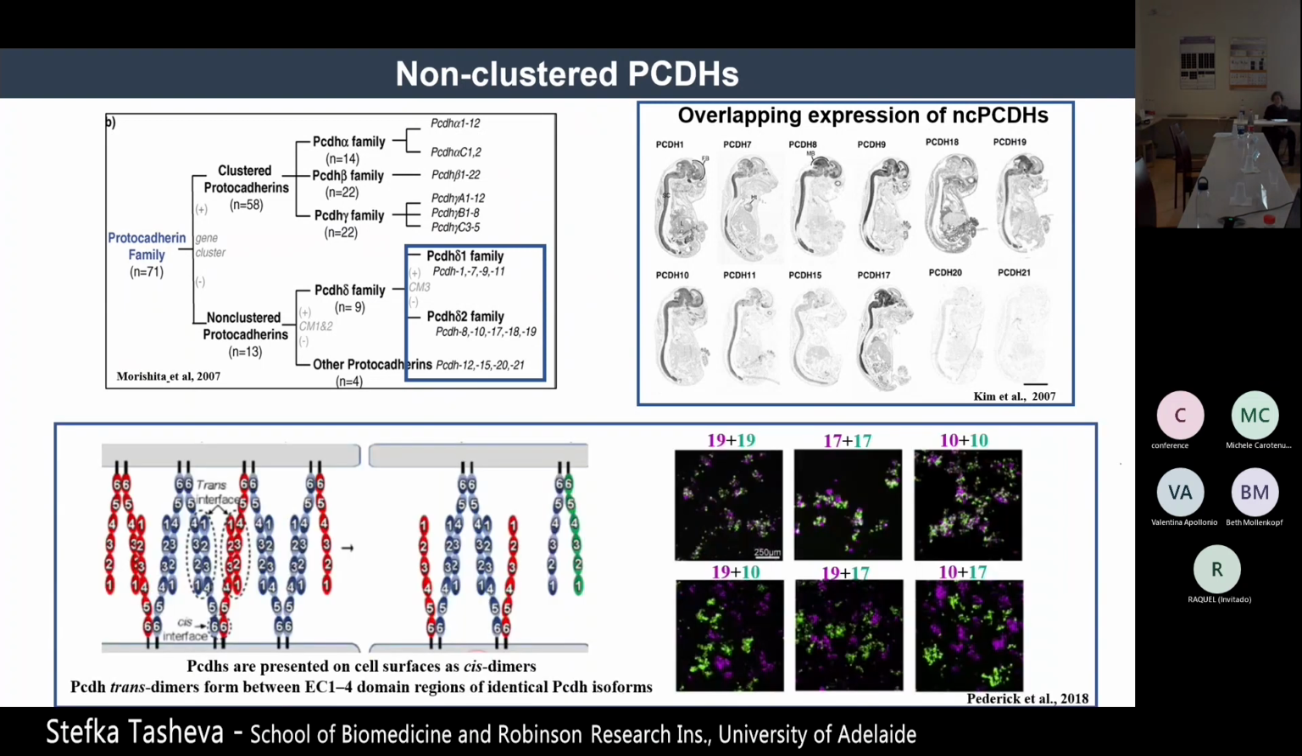So how do non-clustered protocadherins interact together, how do they promote these adhesion properties? Probably many of you are familiar with this model, which is called the zippering model. Based on that, there are 2 types of interaction. There's a cis interaction, which occurs between the extracellular adherent repeats 5 and 6 between different non-clustered protocadherins. And actually, this is a heterophilic interaction because it occurs between different non-clustered protocadherins.